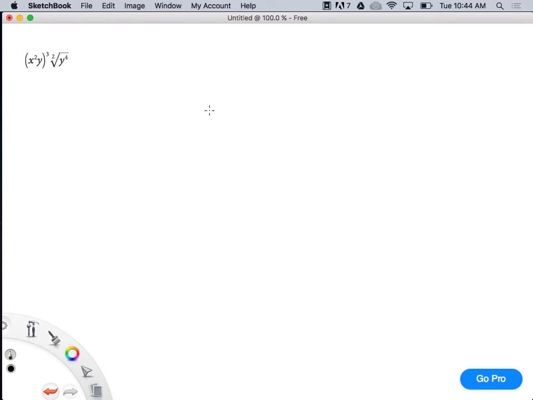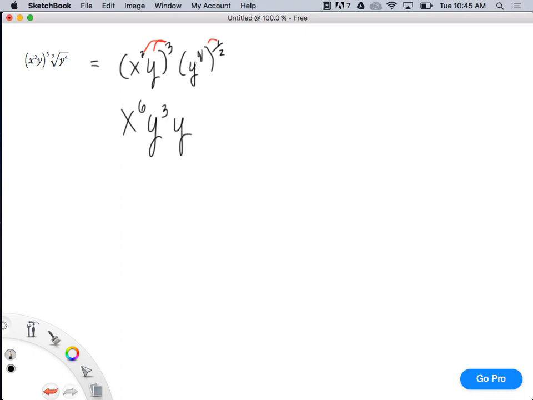Okay. X squared y to the third power. First thing, I rewrite the radicals. X squared y to the third power, y to the fourth. It's written the 2 there. It usually wouldn't, but it's to the 1/2 power. Now I take these powers on the outside and I bring them in. X squared to the third power is x to the 2 times 3, which is 6. This is just y to the third. This becomes y to the fourth times 1/2, which is y squared. I then have x to the 6, y to the 3 plus 2, or y to the 5th. That one's done.